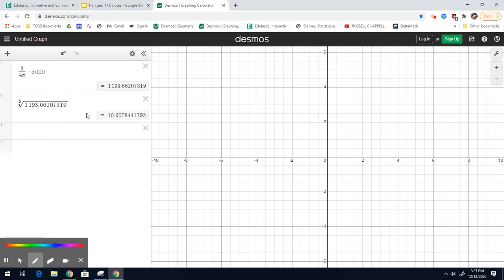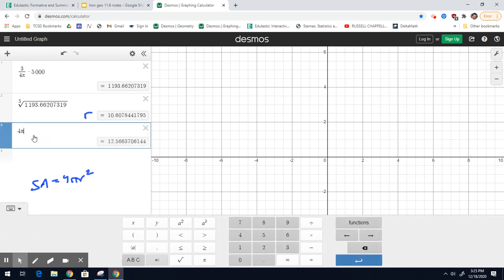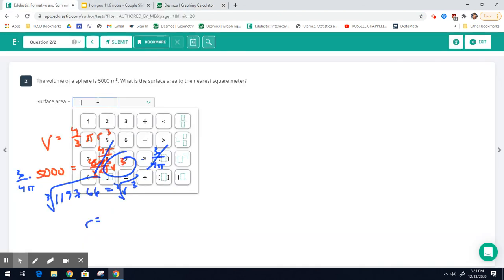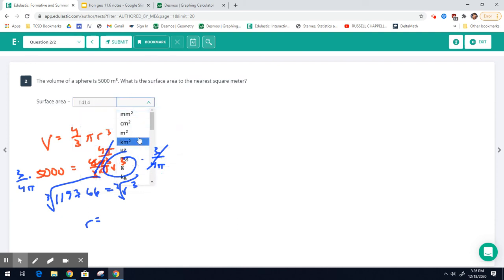So now we need to find the surface area. The surface area is 4 pi r squared. So we're going to type into our calculator 4 pi times, I'm going to copy and paste this number here and square it. And there we go. I believe it says round to the nearest square meter. So that'd be 1414. The 0 does not round up. 1414 meters squared. And be careful: if you're looking for surface area, it's in square units. If you're looking for volume, it's in cubic units. All right, so good luck on the surface area stuff. Some really fun problems here.